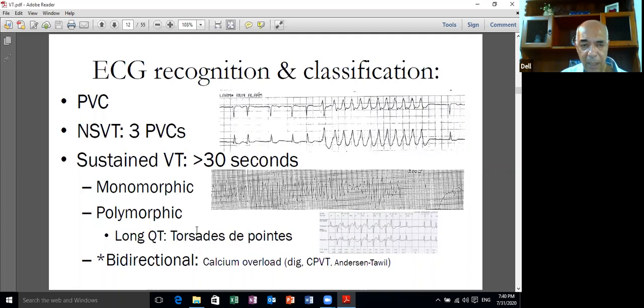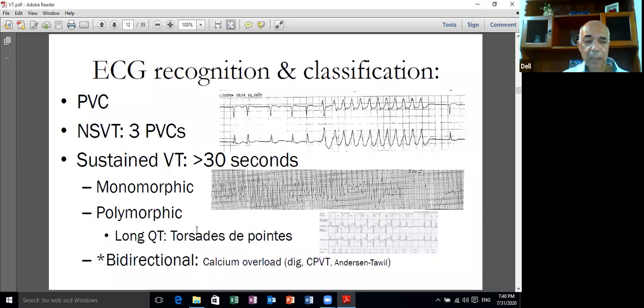Either it is of the same morphology, monomorphic, and this is usually scar-related; or it is ischemia-related polymorphic, particularly in conditions of the channelopathies; or it is bidirectional, and this is characteristic of calcium overload, essentially digitalis toxicity, catecholaminergic polymorphic ventricular tachycardia, or long QT7 or long QT4. Long QT7 was previously called Andersen-Tawil syndrome. Now this is usually considered a special entity away from the long QT syndromes.